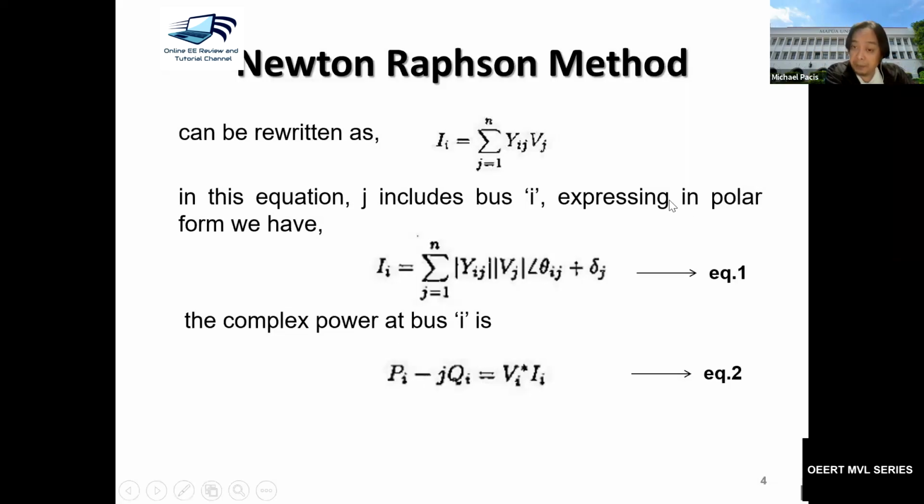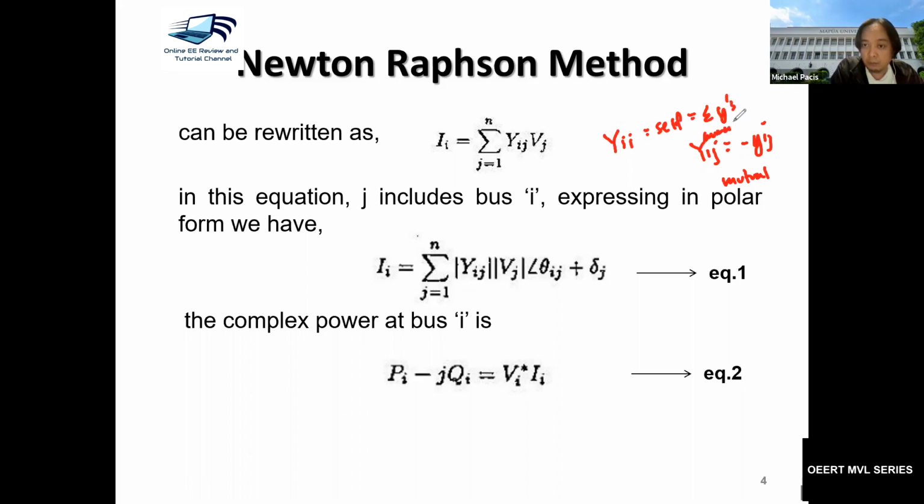Now, it can be rewritten in a much more practical way. If you can still recall your Y matrix in terms of YII and YIJ, where YIJ is negative YIJ here, this is your self and this is your mutual. Again, your self is the summation of all of the admittances connected to bus I. Okay, so you can have this relationship.